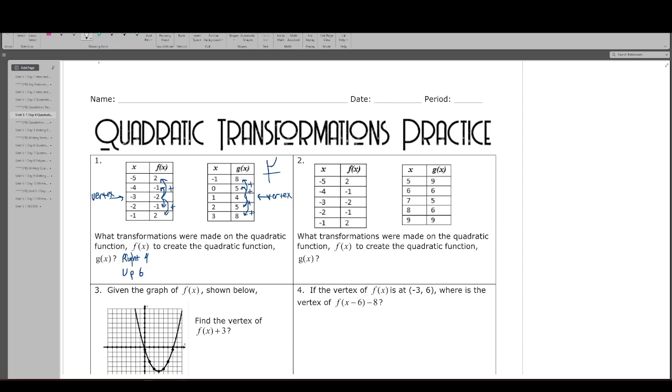And the last thing to check is the rate at which it's growing, to check if it's wider or narrower. So to go 1 away from my vertex, this changed by 1. And here, the same thing, to go 1 away changed by 1. So that means that it's not any wider or narrower. All that's happened is it went right 4 and up 6. So the way we would write that rule is f of x minus 4 plus 6.